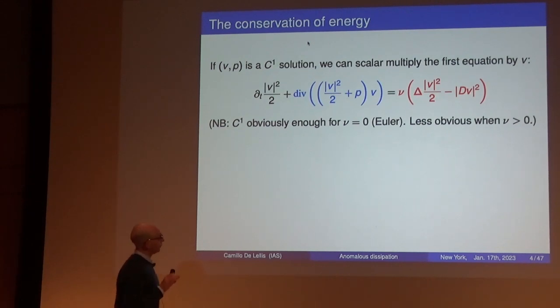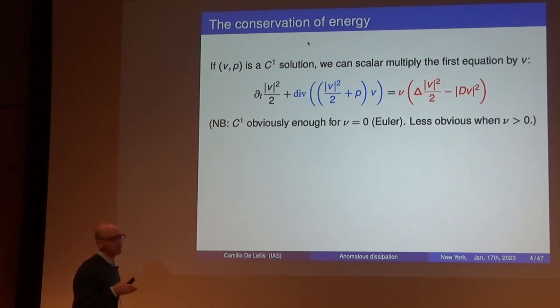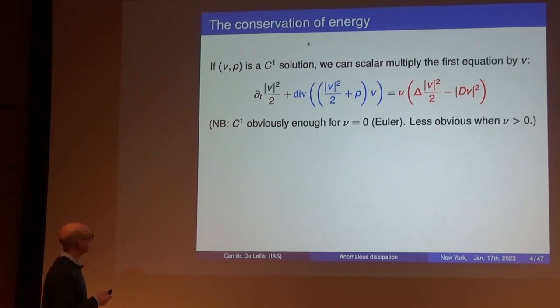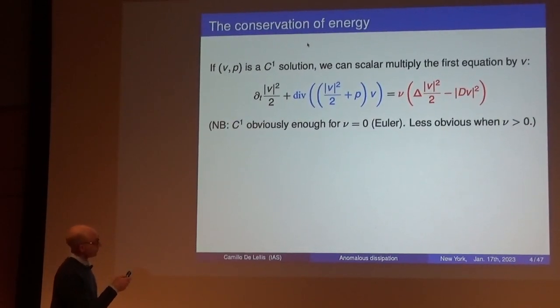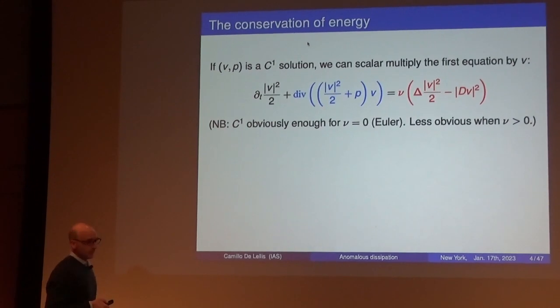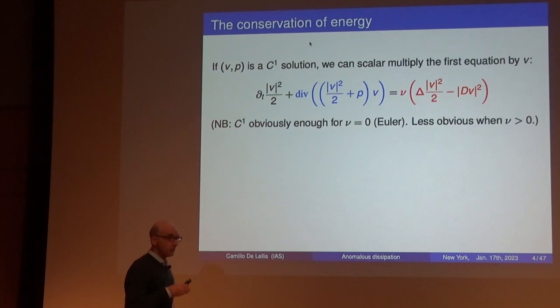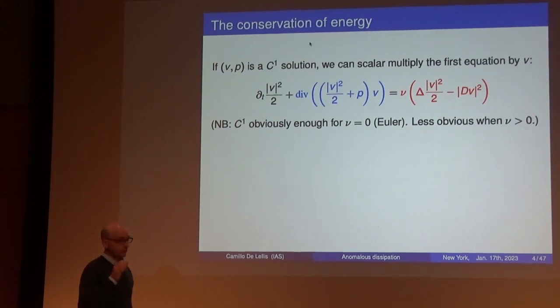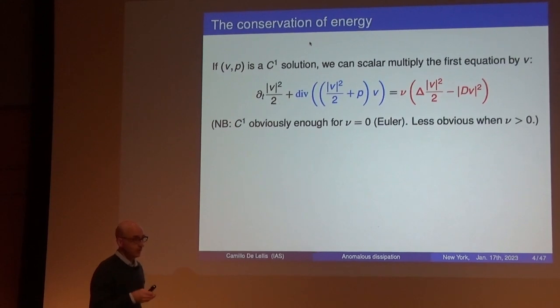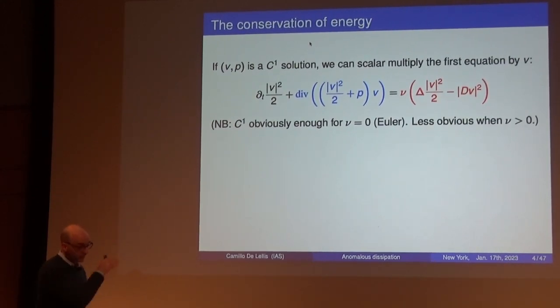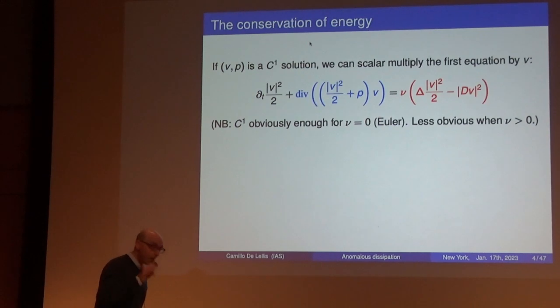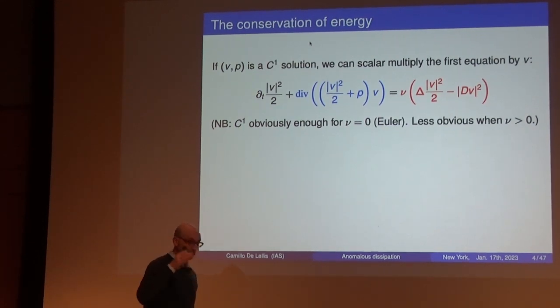It's actually obvious for nu equals zero, because you don't have to take second derivatives like over there. It's less obvious when nu is positive, but it's something you can give as a meaningful exercise to students if they are told a certain amount of higher regularity. Enough for what? Enough for justifying this identity. As we will see, this identity is literally false if you drop the regularity of V and P. The C1 regularity is necessary for that identity.